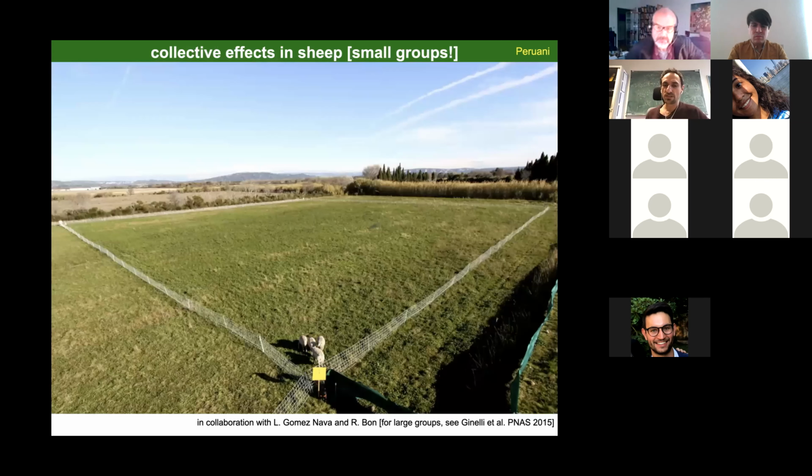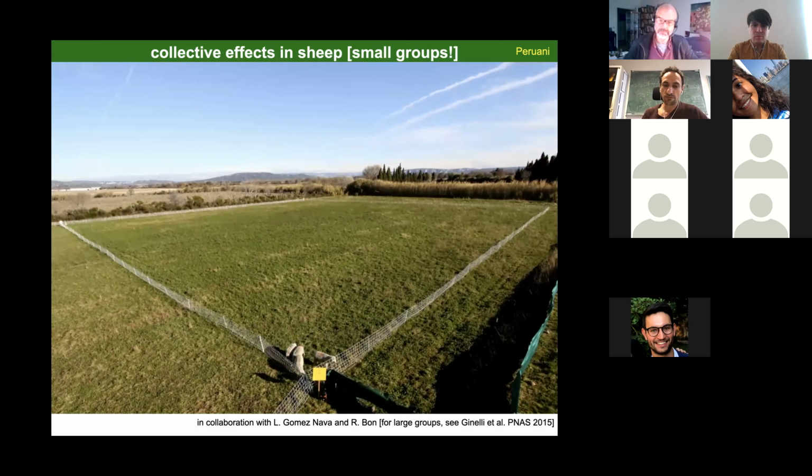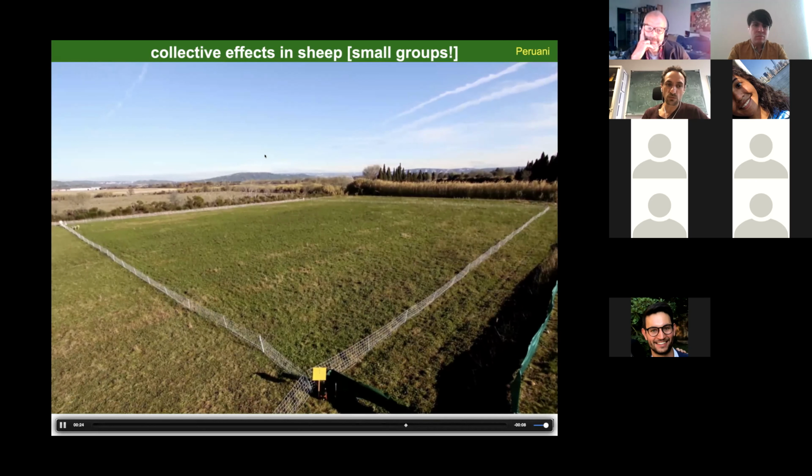Now what happens when you see a group of sheep? This is a group of 4 in an arena that, if I remember correctly, is 50 meters by 50 meters. And there is another arena that is 80 meters by 80 meters. What you can see is that they move together for some period of time, but they also stop. Here they are not moving, now they will start moving again. And if we wait a second, you will see them moving.